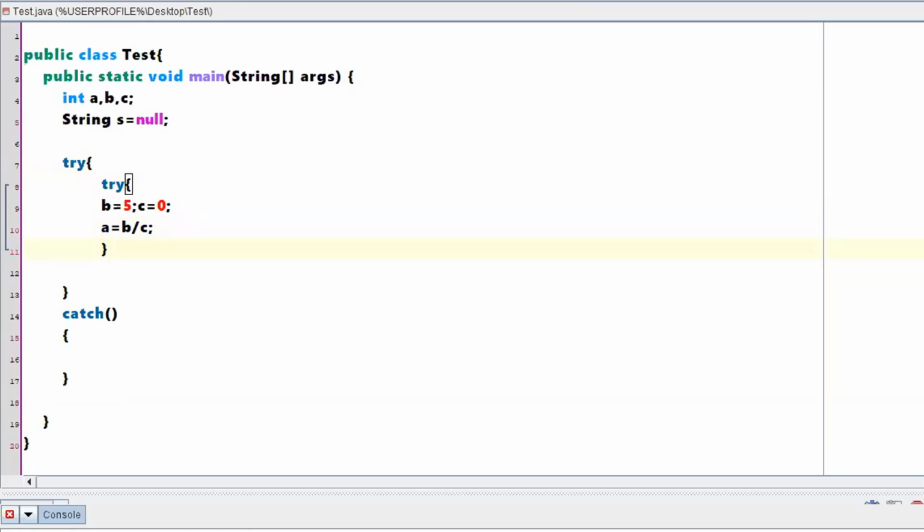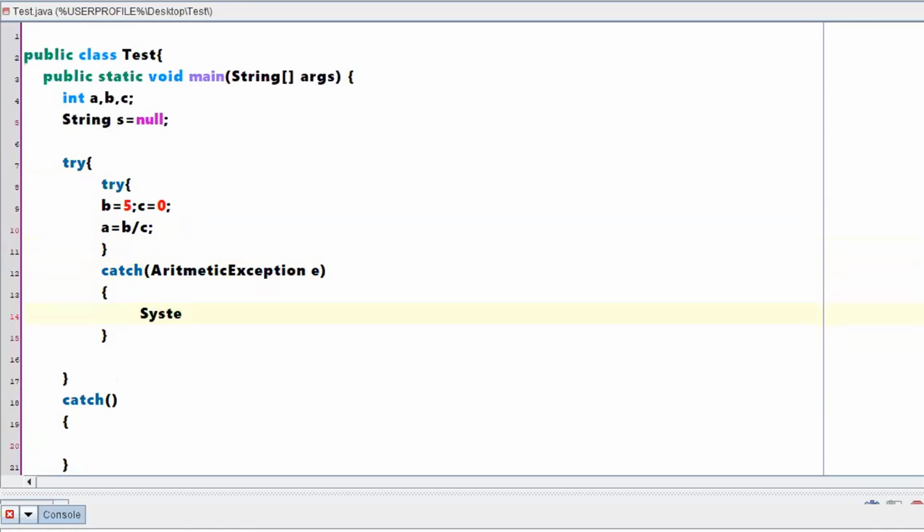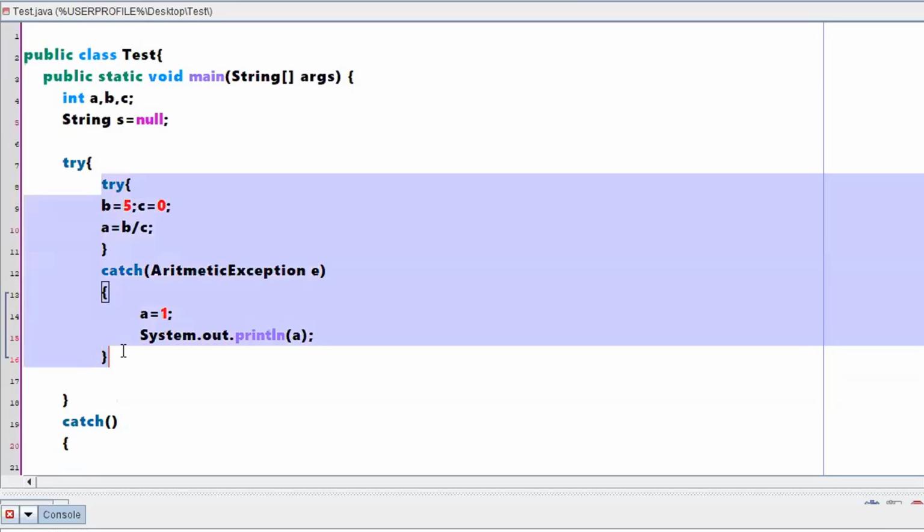Right. So now I will put this arithmetic exception inside a try. Now I will write a catch, ArithmeticException e. Now System.out.println of "handled this particular arithmetic exception." This is within a try. I have one more try catch.